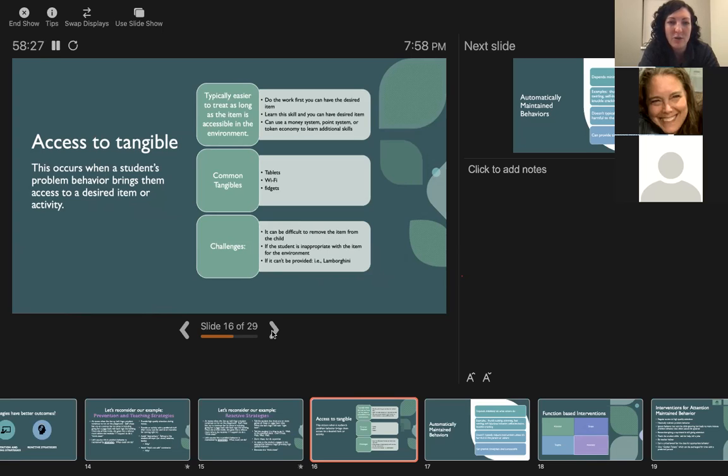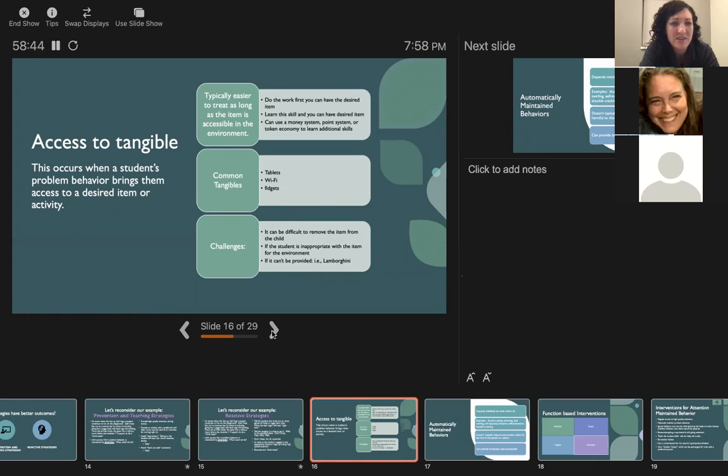But it's just another way to teach. You can use those token economies to teach skills, common tangible things that kids are after: tablets, access to Wi-Fi, and fidgets.